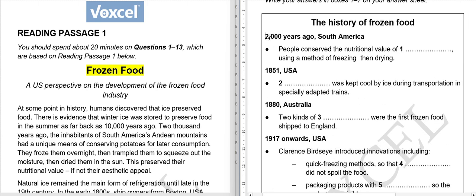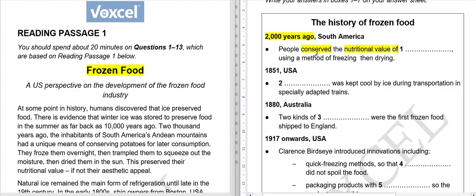2000 years ago, so this is quite important information to gather. South America, so we have to find this location, only then will we be able to find our answer. People conserved the nutritional value of something. Whenever there is 'of', the word should be of something. Here should be the name of some item or material, using a method of freezing then drying. So people used freezing and then drying to conserve.